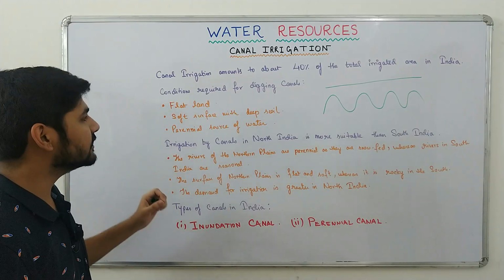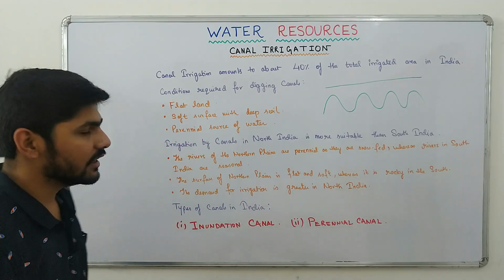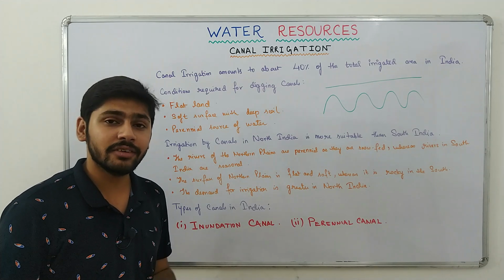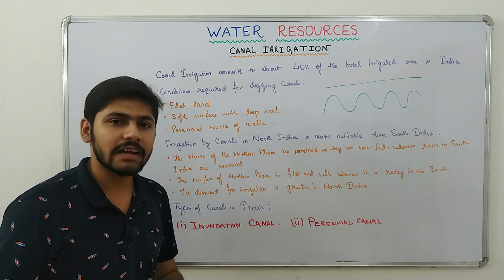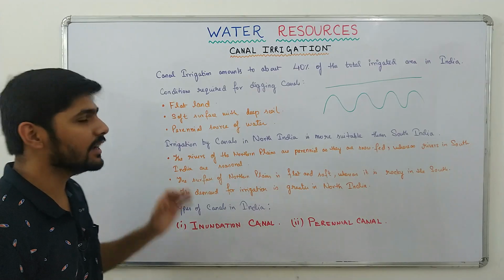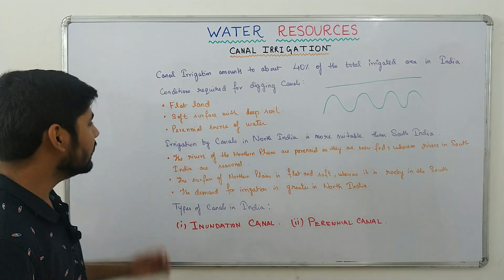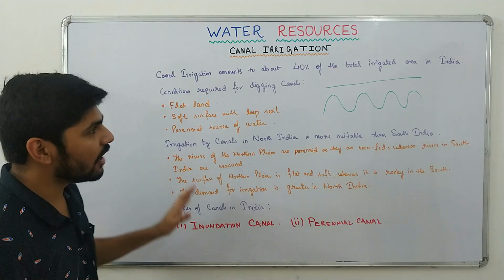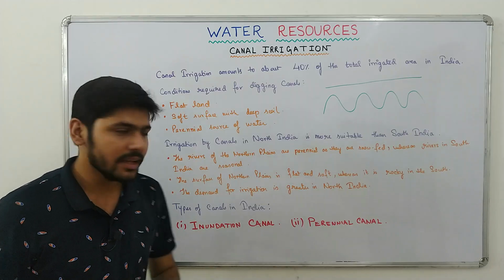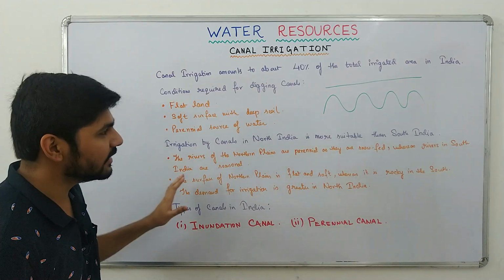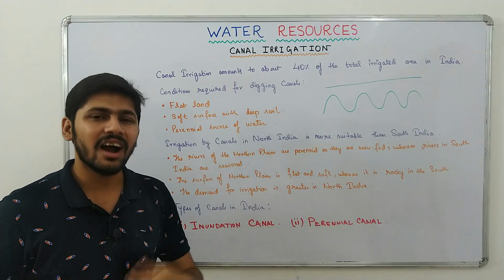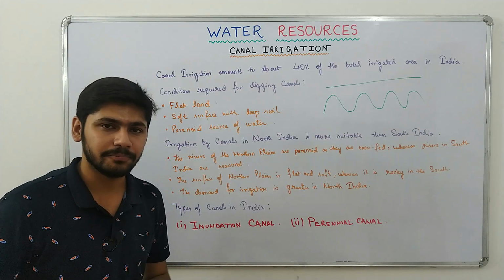Then soft surface with deep soil is required. Now soft surface is required to dig canals because imagine if the surface is rocky, it will become very difficult to dig canals. So soft land is required to dig canals. Then we have perennial source of water. Now for canals, perennial sources of water are very important. If the source of water is not perennial, the canal will be dry in almost all the time of the year other than the rainy season.